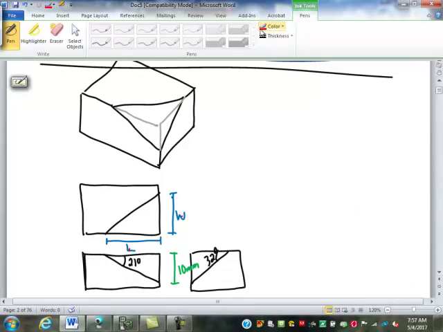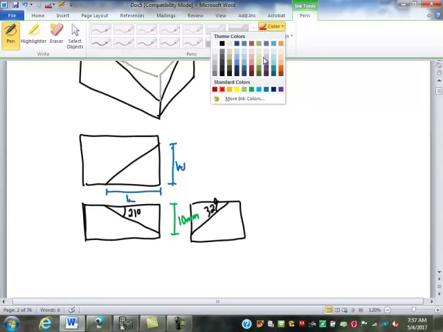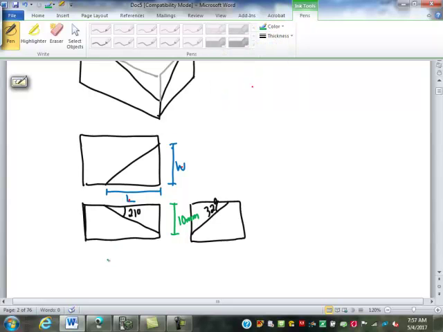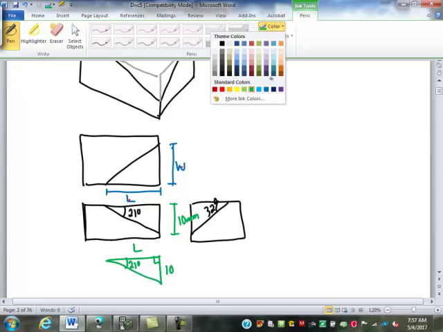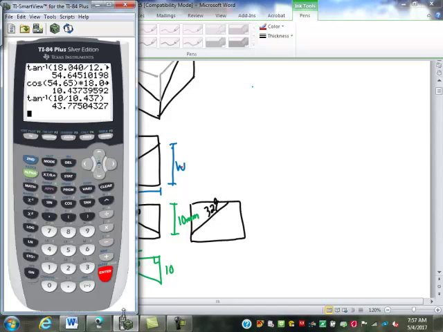Let's see what we got here. So to find the length up here, I'm going to use this triangle here. So this is 10. This is 21 degrees. That's going to be a tangent. So it's going to be the tangent of 21 equals 10 over L. So put this over 1 and cross multiply and divide. 1 times 10 is 10, divided by the tangent of 21.